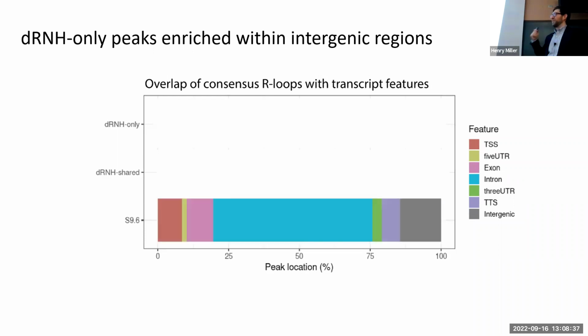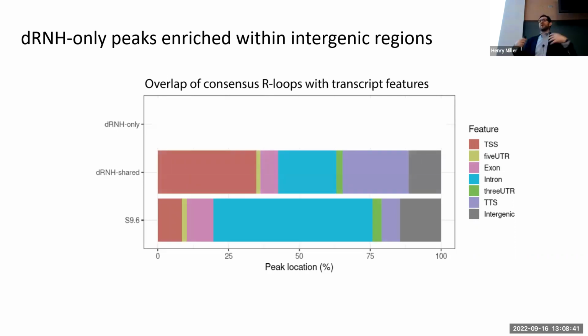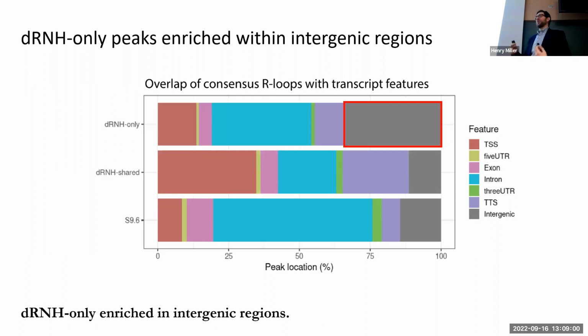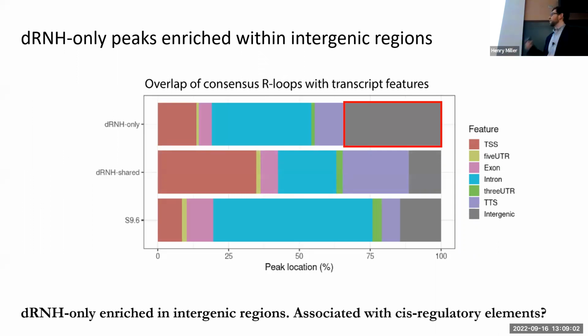I wanted to then see if maybe they were associated with particular transcriptomic features. Looking at S9.6, we see those are mostly gene body features. DRNH shared, mostly transcription start site and transcription termination site. But with DRNH only, I noticed something very interesting: more than a third of those consensus peaks are actually intergenic. They don't overlap with any transcript features. What this implied to me is that potentially they are overlapping with cis regulatory elements, and so that's what I wanted to look at next.